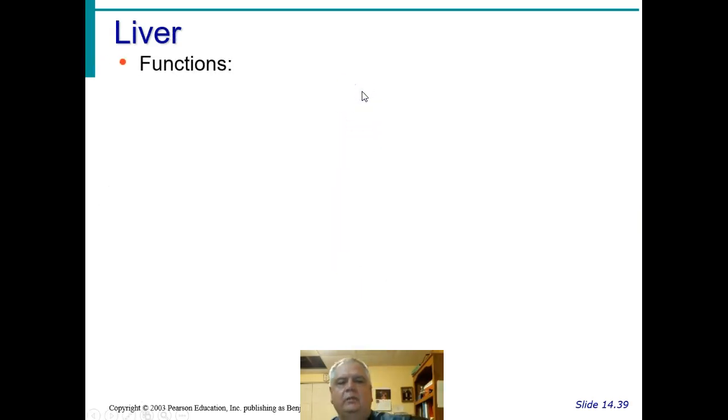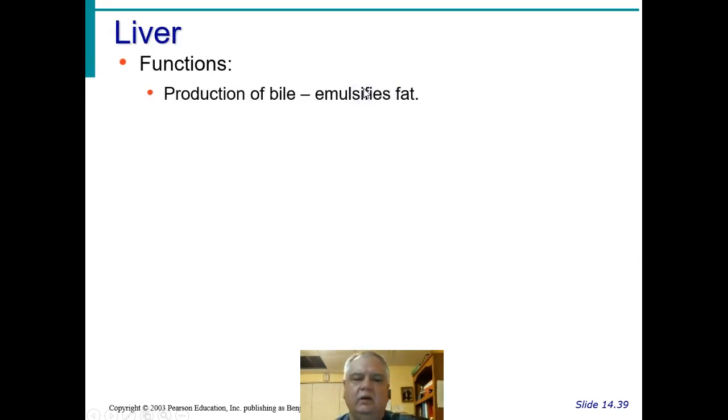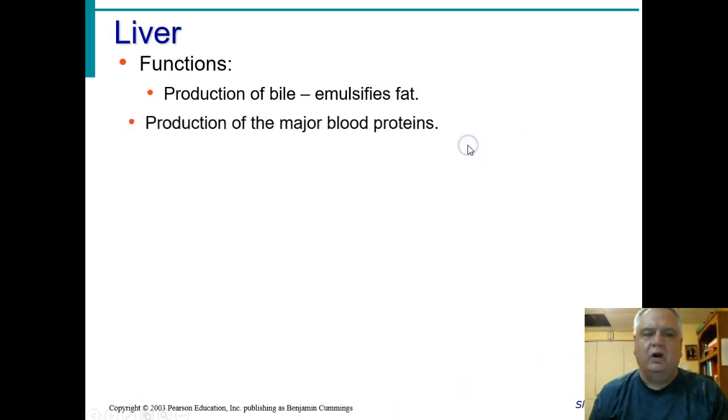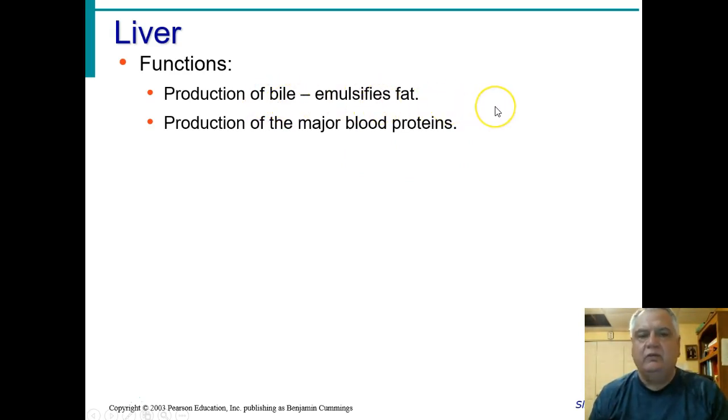So what about functions of the liver? Well, the liver has more than 50 functions. And many of these functions we'll list here, but many of them we're going to talk about whenever we go through the metabolism PowerPoint. Production of bile. Bile is important because it's going to emulsify fat or break fat apart as it enters into the small intestine.